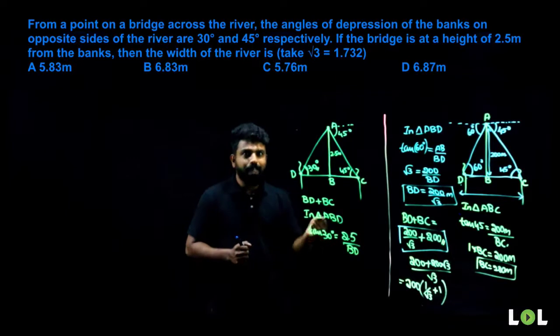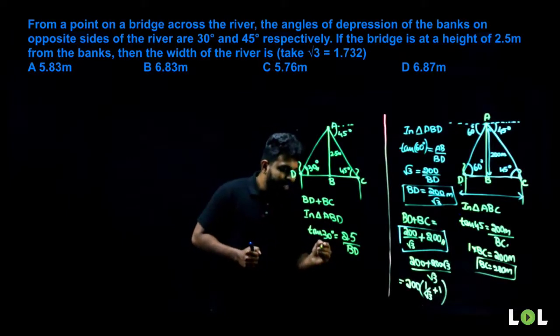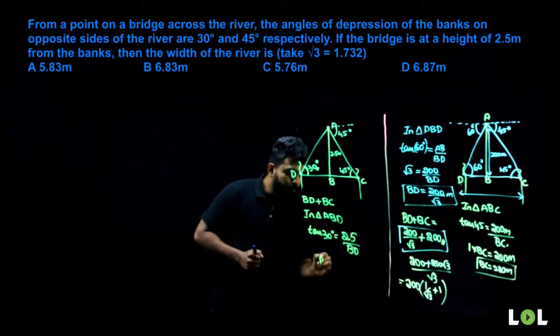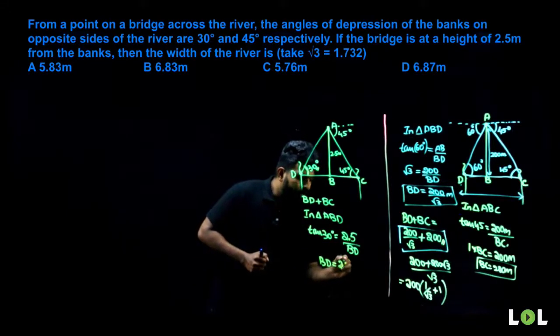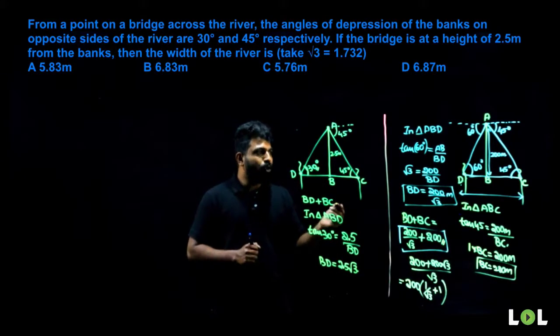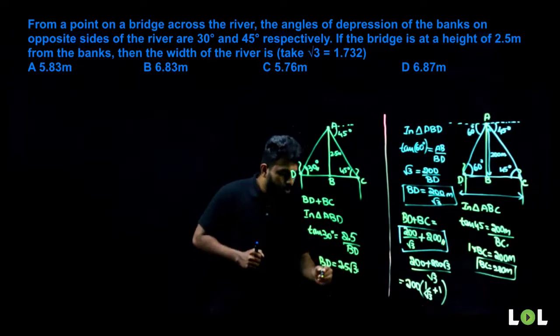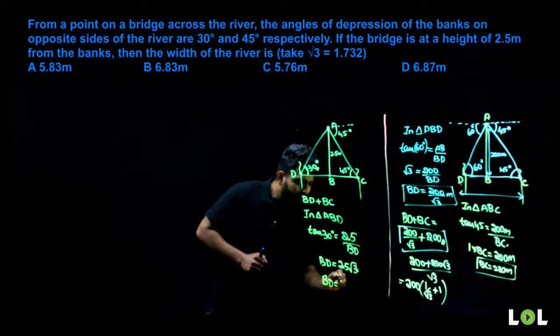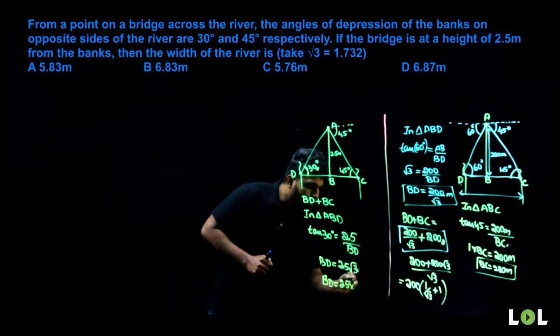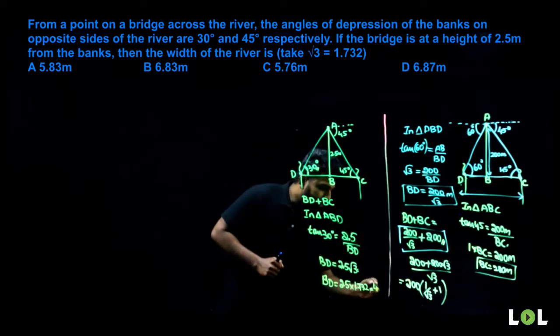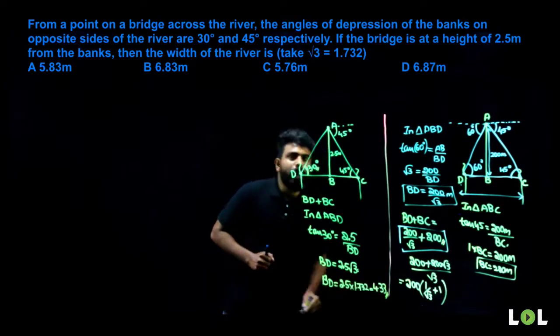So what is tan 30? 1 by root 3. If I take that 1 by root 3 and BD and cross multiply, what do I get as my BD? BD will be equal to 2.5 into root 3. But in the question they've already told us to take root 3 as 1.732. So BD will be equal to 2.5 into 1.732. If we multiply 2.5 and 1.732, what do we get? We get 4.33.